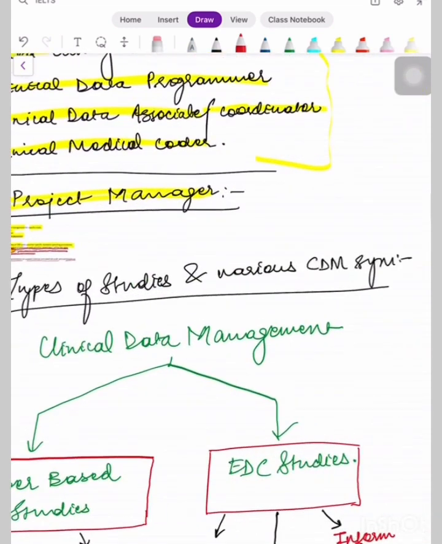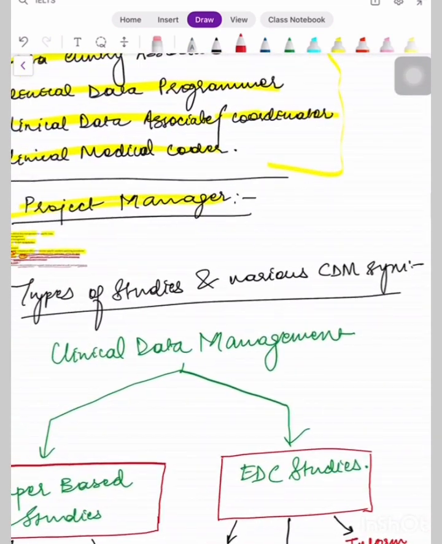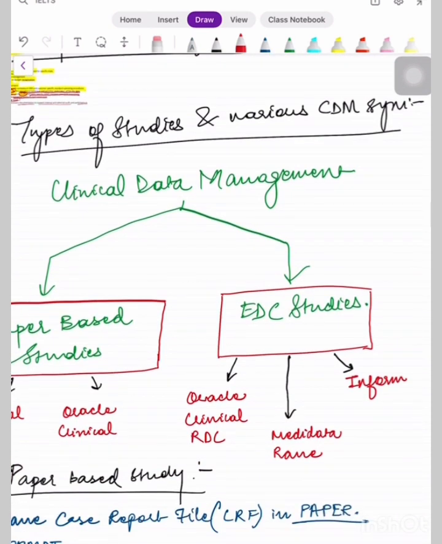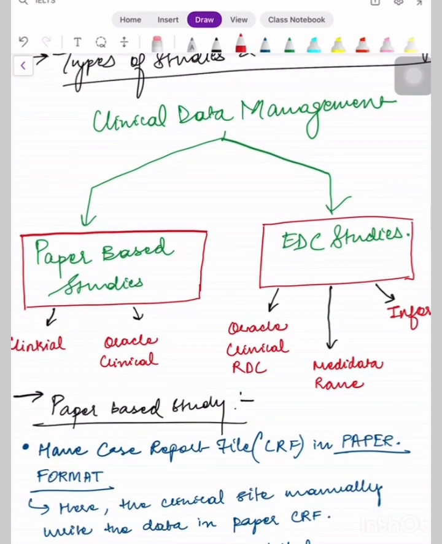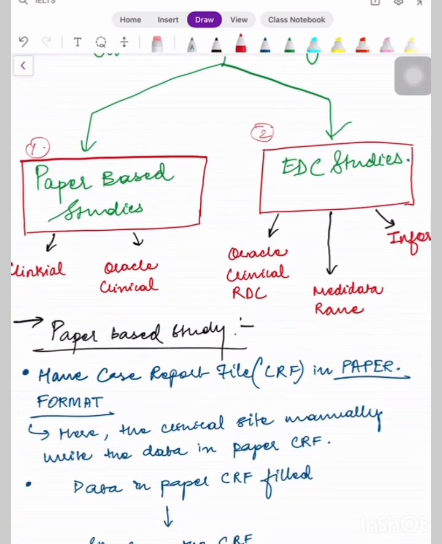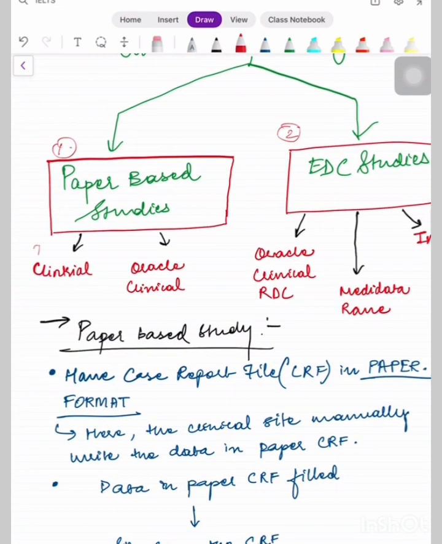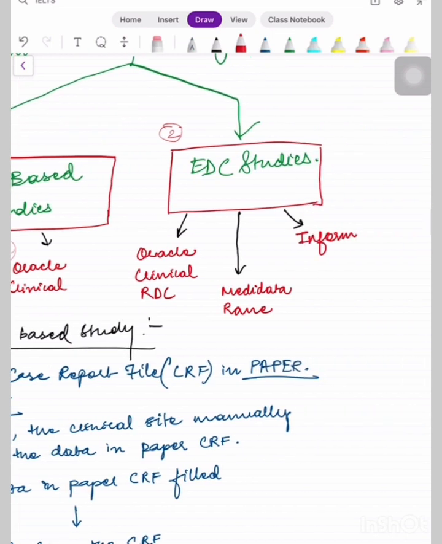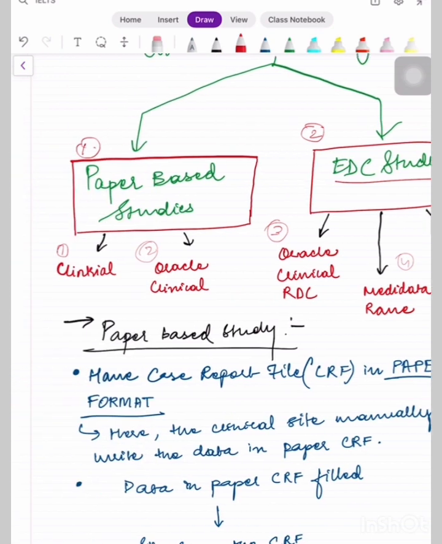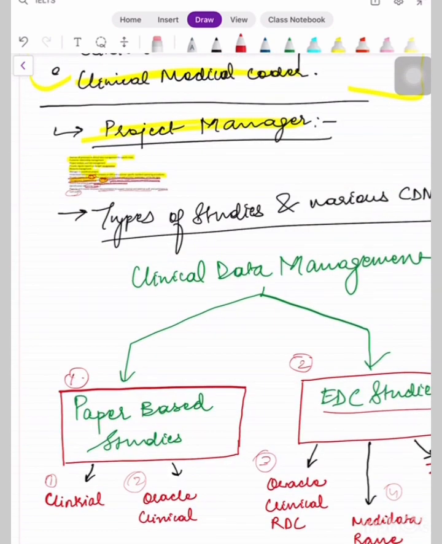Now, types of studies and various CDM systems. Clinical data management is basically of two types. First is paper based study and second is EDC study. Now within paper based study there are also two types: ClinTrial and Oracle Clinical. These are the two types of data management system. And the second type is EDC studies, in which there are three: Oracle Clinical RDC, Medidata Rave and InForm. These are the software that are used for clinical data management.